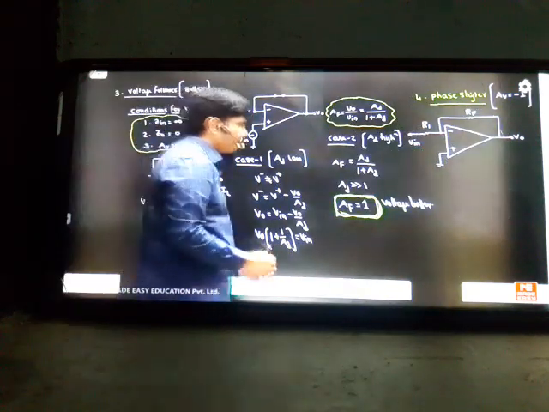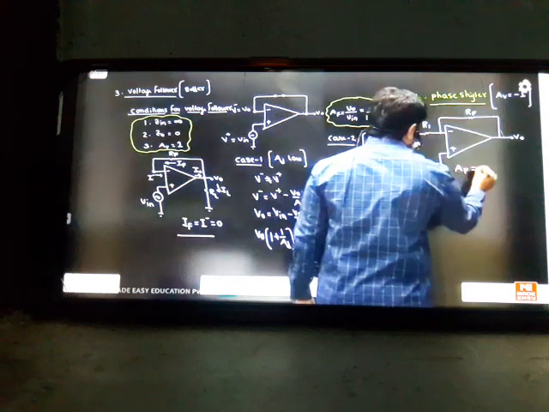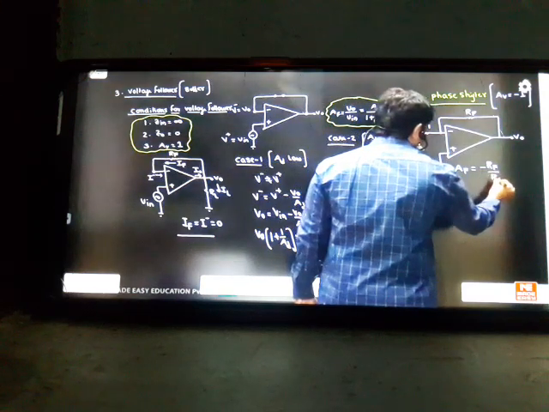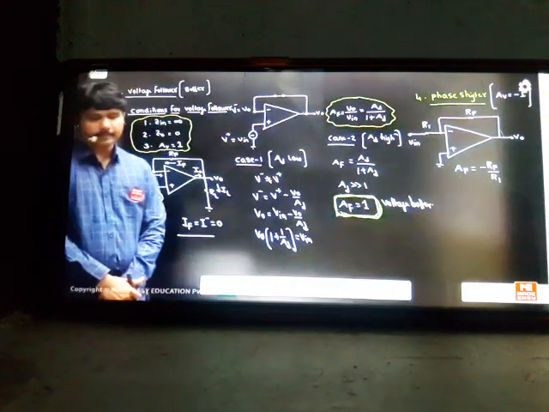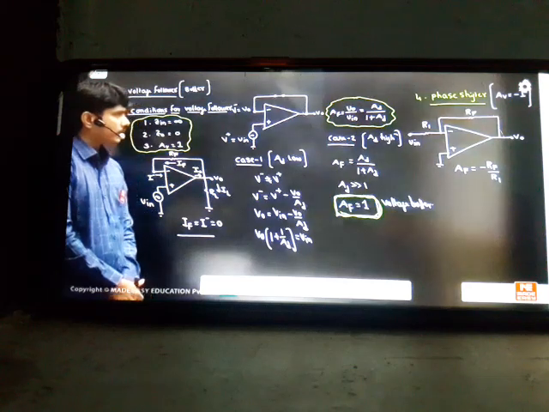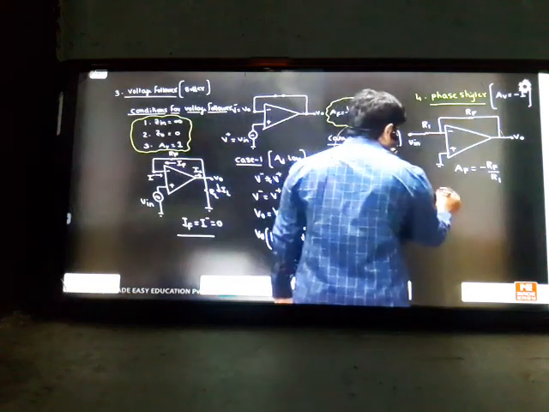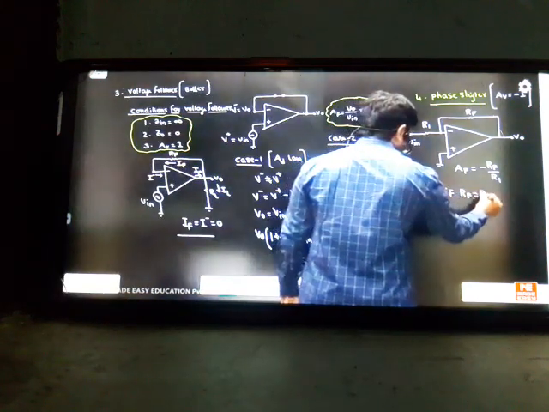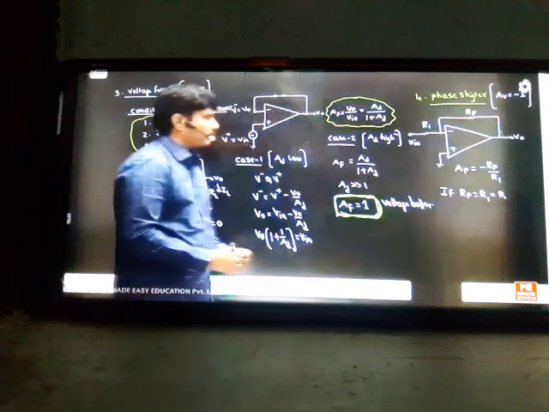For the inverting amplifier, what is the voltage gain we got? AV for the inverting amplifier is minus RF by R1. So this is the formula for the inverting amplifier, correct? The only thing is you want -1 there. Then what we can do is, if RF is equal to R1 is equal to R, I take both the resistors, series and shunt resistor, equal resistors.